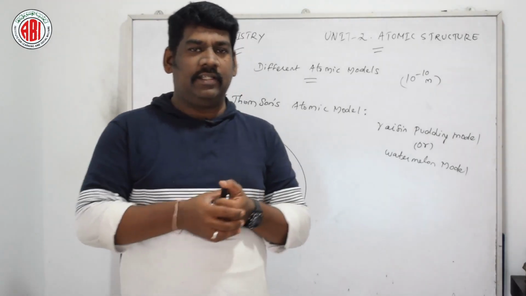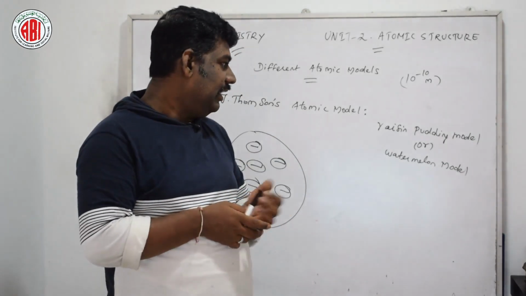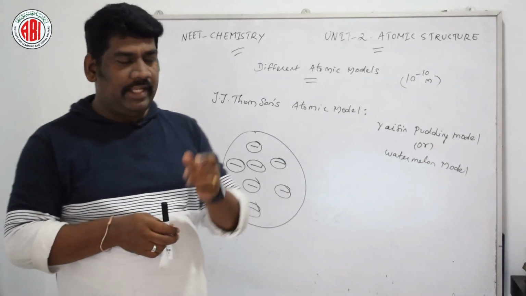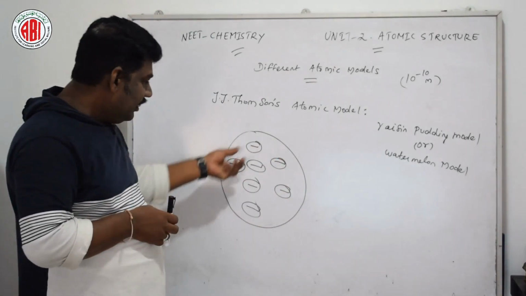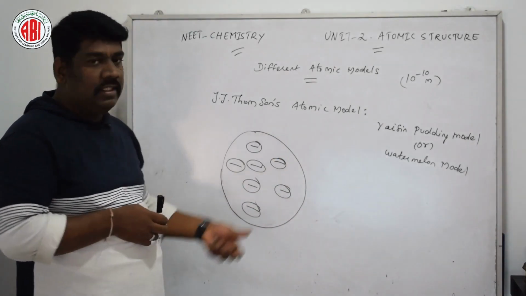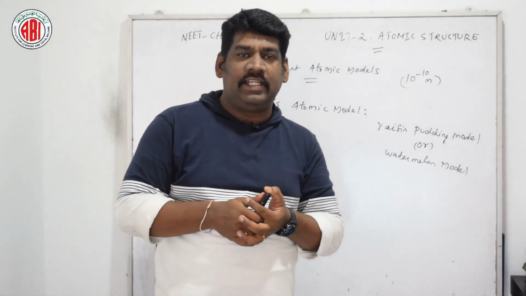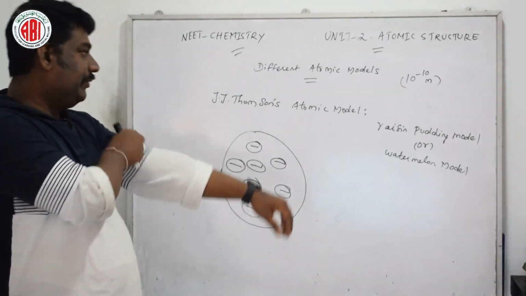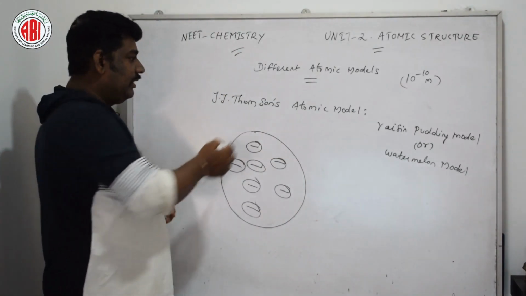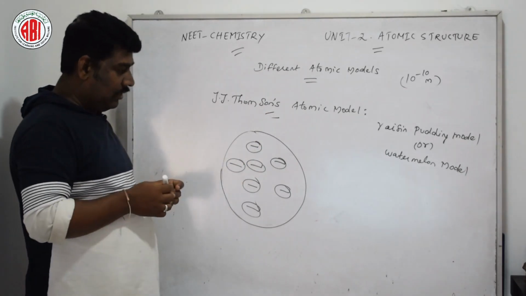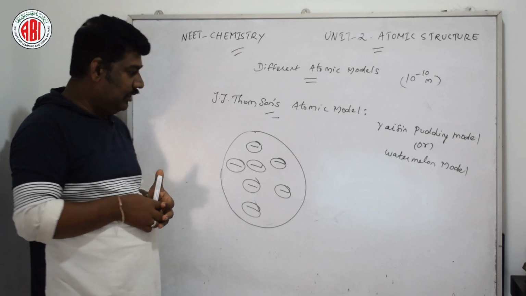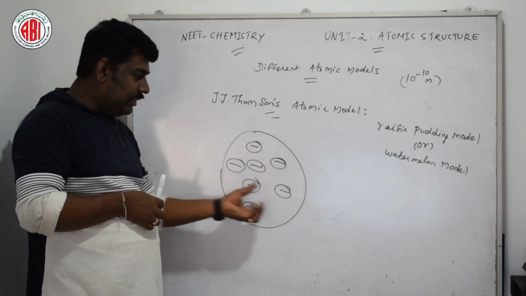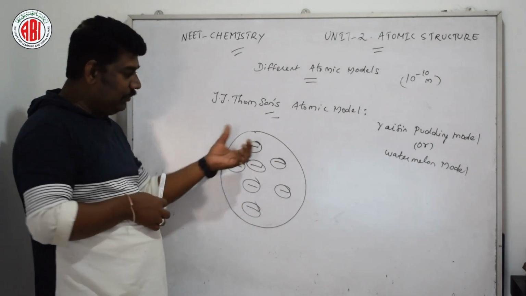As I discussed earlier, this model looks like a pudding, a bakery item like a cake, where the raisins are embedded on the surface of the pudding structure. That is the reason it is called the raisin pudding model. In the J.J. Thomson atomic model, the negatively charged particles are embedded on the surface of the uniformly distributed sphere.